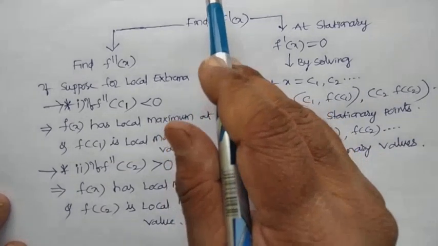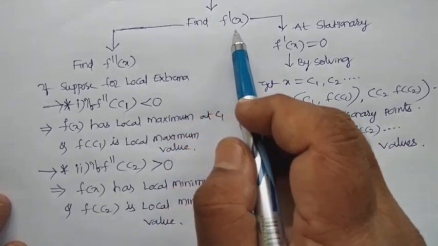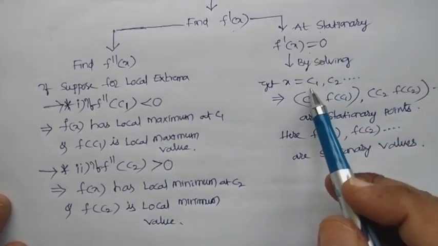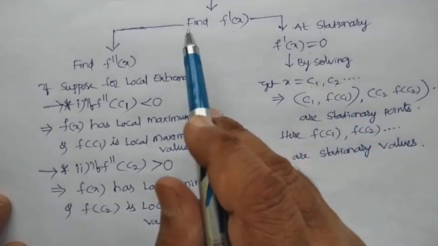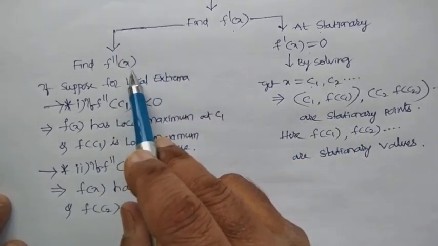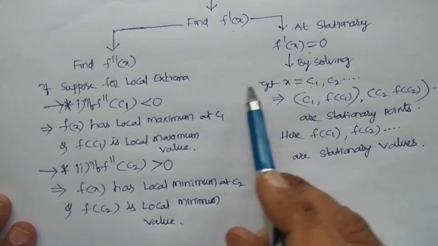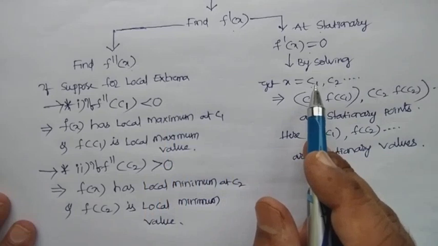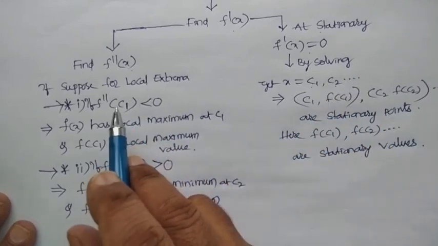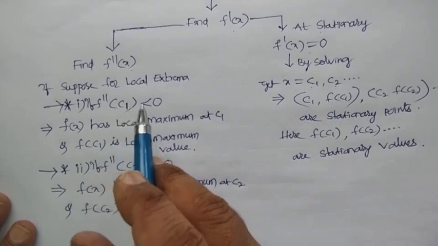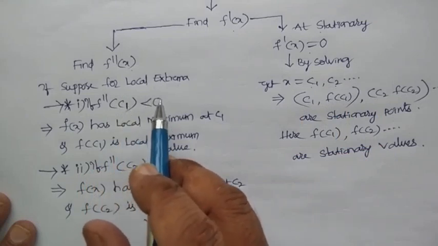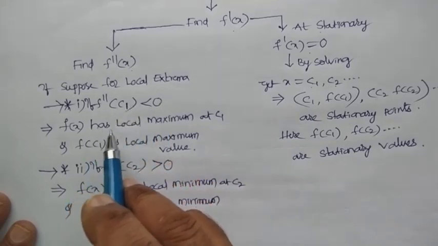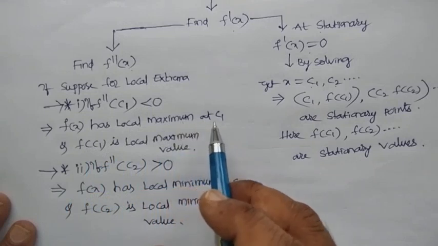So if the question asks about maximum values, first you have to find the first derivative of the given function. At the stationary level you equate it to 0 and find the stationary points. Then you find the second derivative and substitute the related c1, c2 and so on values. If you are asked about a local maximum, the second derivative must be lesser than 0 at the respective c1 or c2, and f of x must be a maximum.